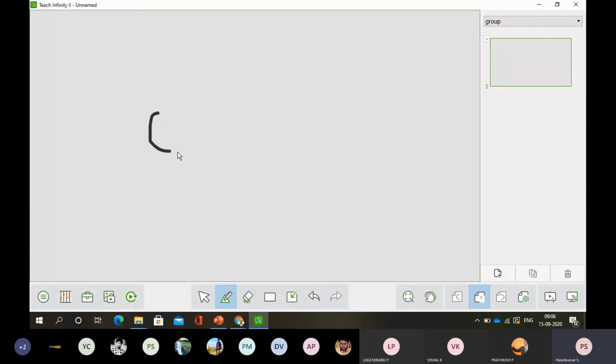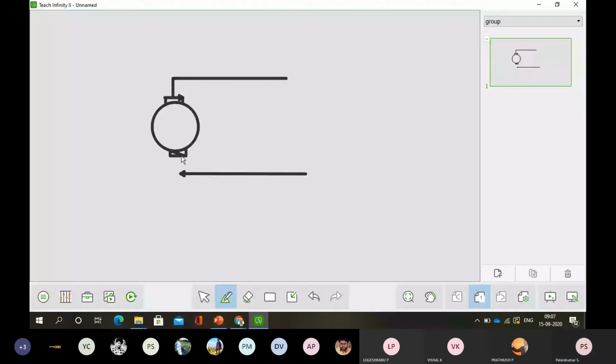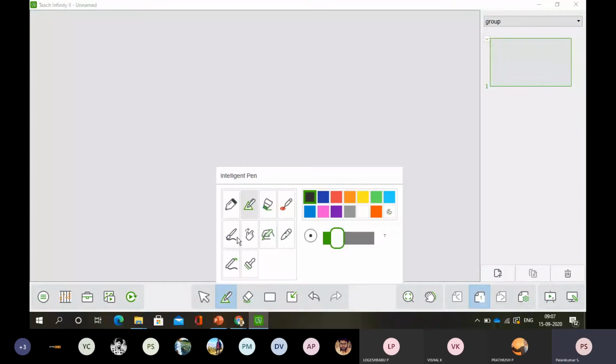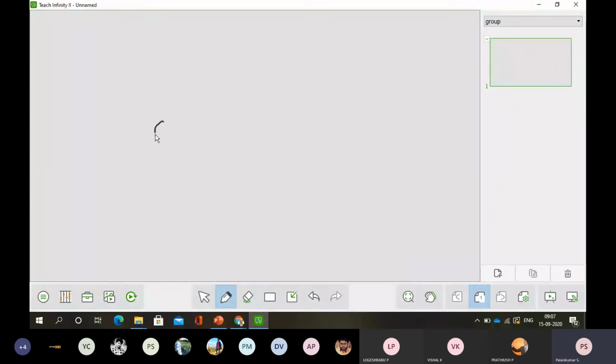Okay, I'm having an armature. In that case, I may have two different windings. As far as the DC machine is concerned, I may have two different windings.